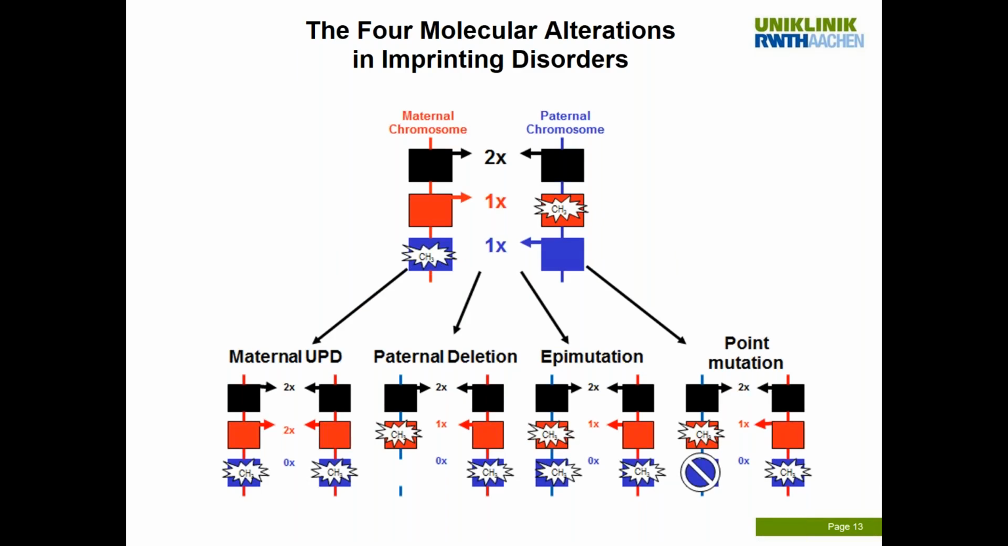We have, of course, a major group of imprinting disorder patients with typical clinical signs of, let's say, Silver-Russell syndrome, for example. But on the other hand, we have a huge number of patients with a very unspecific and even overlapping clinical phenotype, and therefore it is often difficult in clinical practice to decide which test should be performed or should be advised. Now I switch to the molecular alterations which can be observed in imprinting disorders.